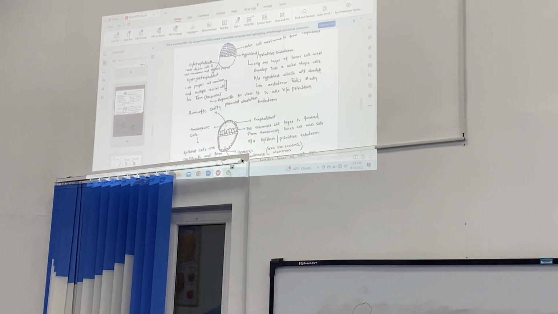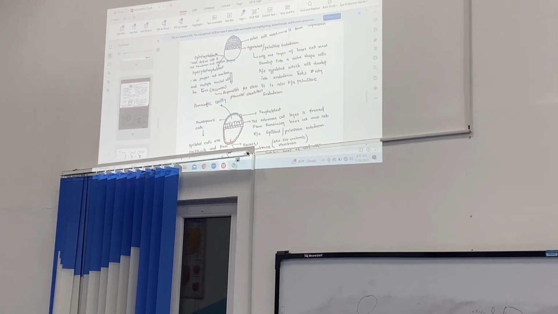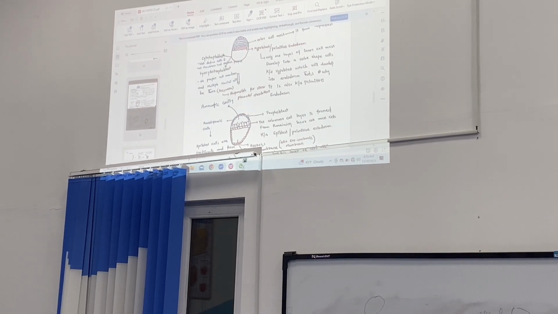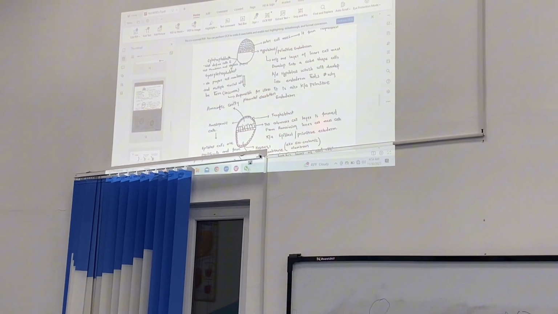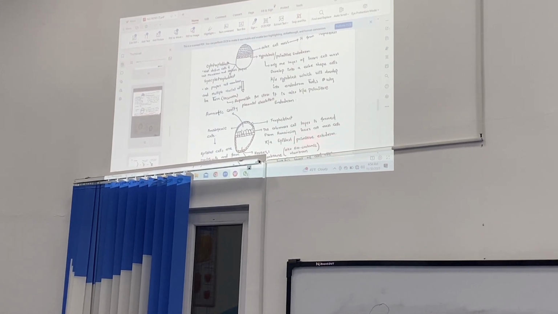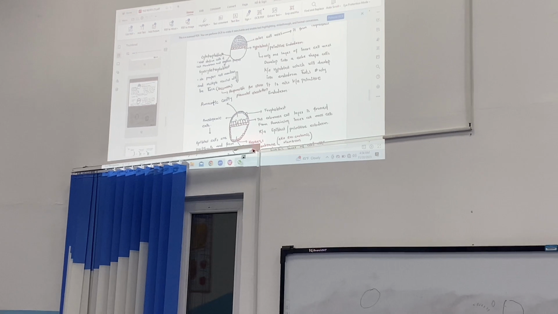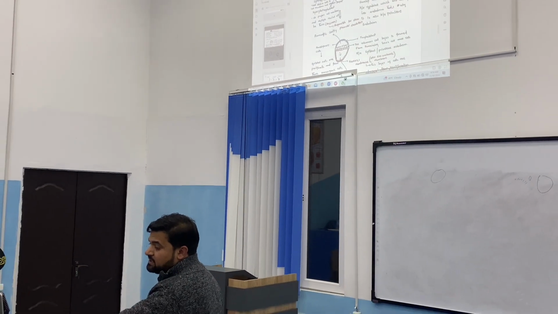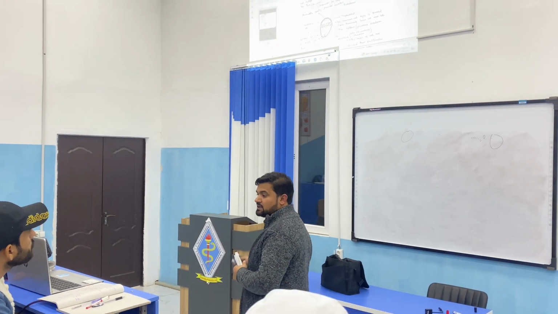Now, from the remaining inner cell mass in the second diagram, a columnar cell layer will be formed. That is the epiblast, or primitive ectoderm. And that is the trophoblast, the amniotic cavity, and that is the yolk sac. The yolk sac is surrounded by a membrane known as Heuser's membrane. Clear?